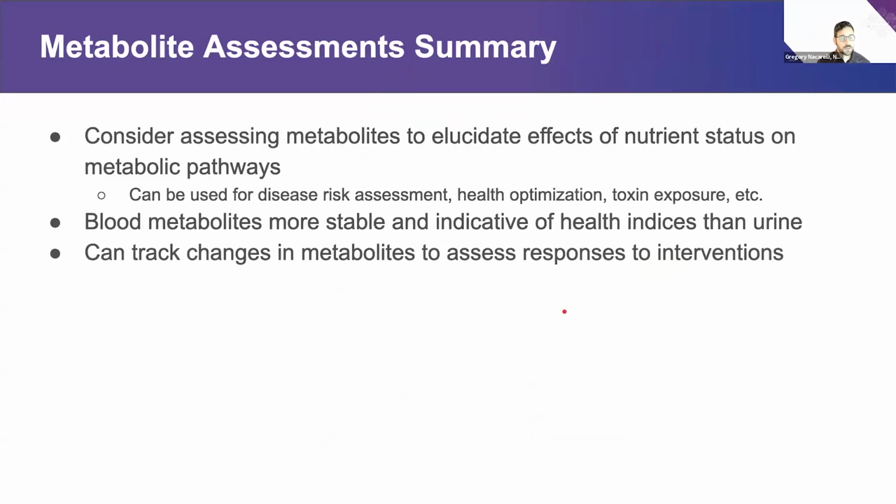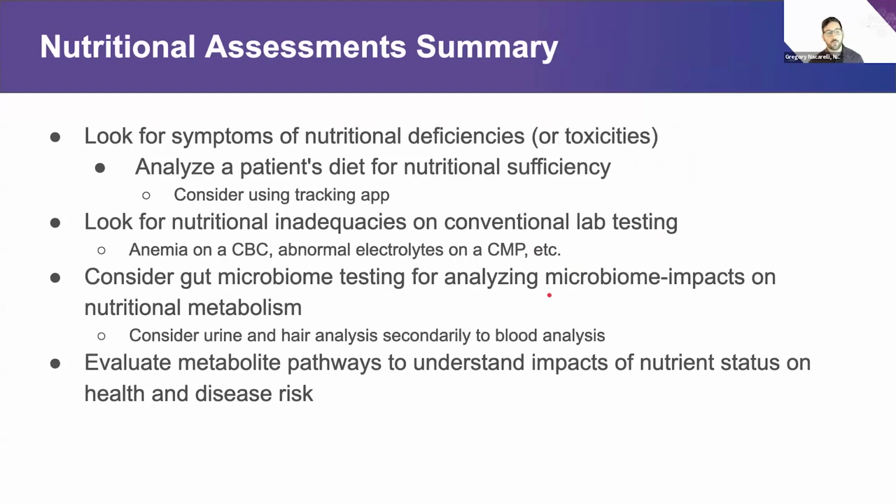All right, so in summary, for metabolite assessments, consider assessing metabolites to elucidate the effects of nutrient status on metabolic pathways. This can be used for disease risk assessment, health optimization, toxin exposure. Blood metabolites are more stable and indicative of health indices than urine, and we can track changes in metabolites to assess responses to interventions. And overall, nutritional assessment summary.